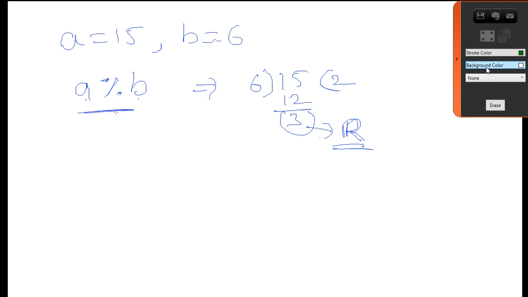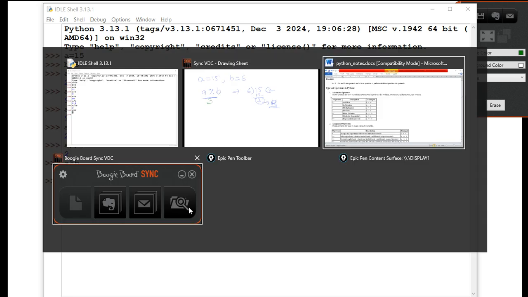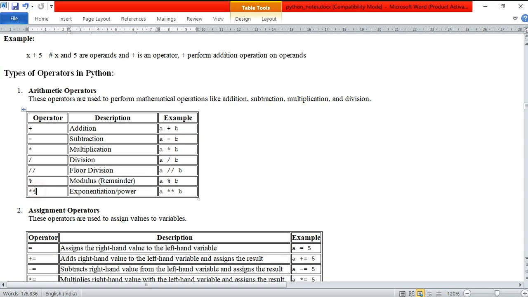The remainder is 3. So 15 modulus 6 is what? 3. That is the answer we got here. Okay, this is the remainder. Fine. Next, the other operator that we are going to discuss is the double star.